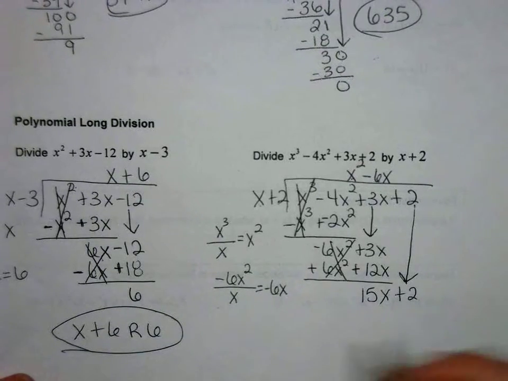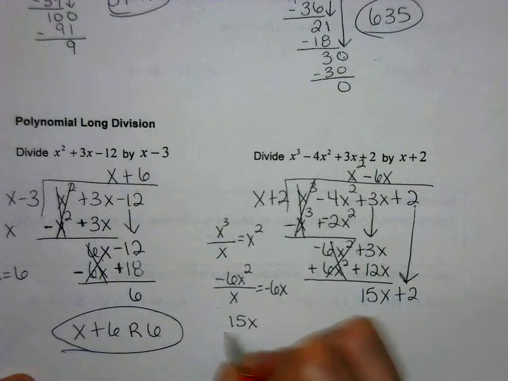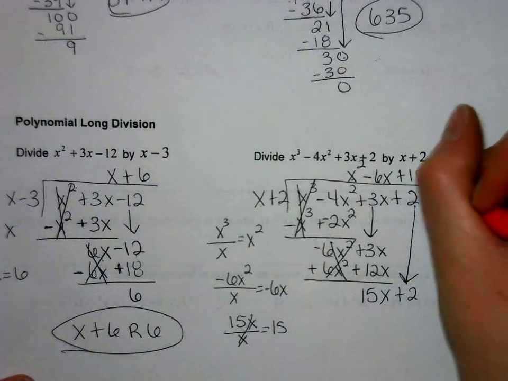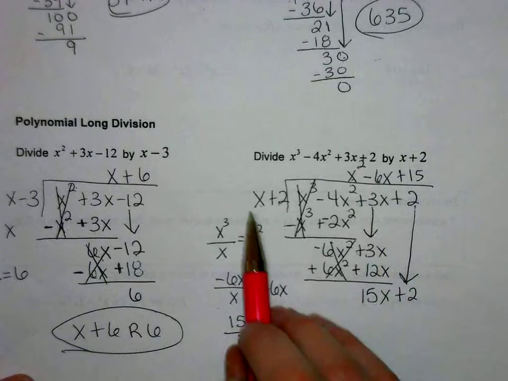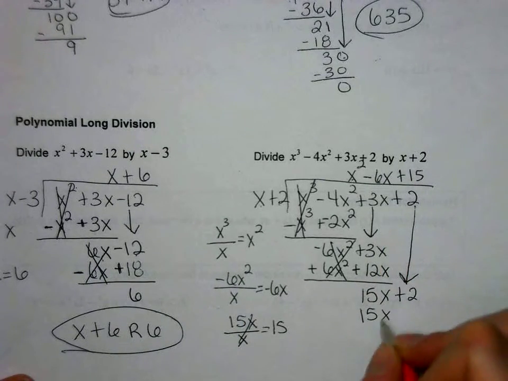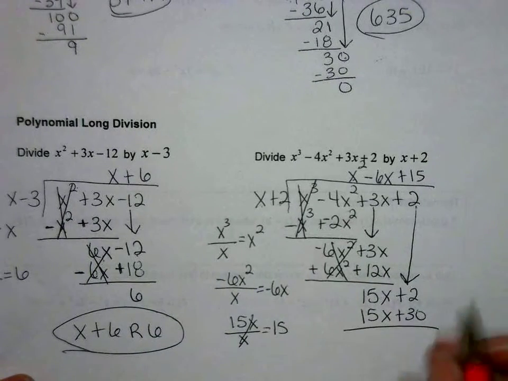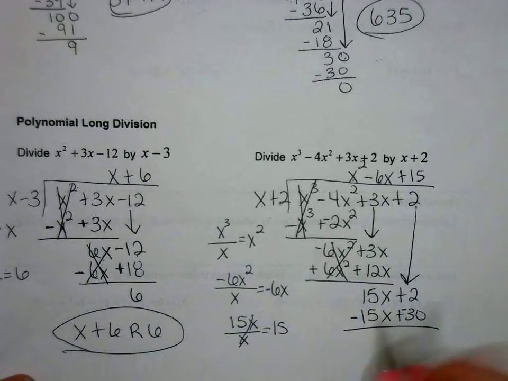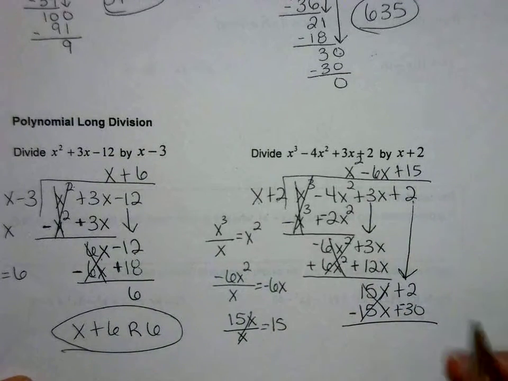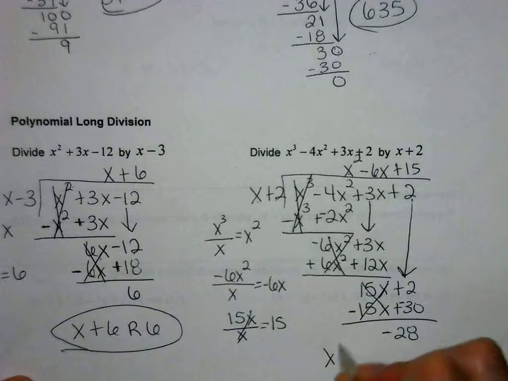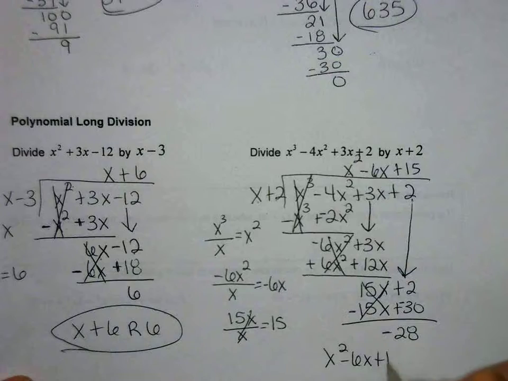First term is 15x, so 15x divided by x equals 15, so plus 15. 15 times x is 15x. 15 times 2 is 30. Draw our line, change our signs. 15x minus 15x is 0. 2 minus 30 is negative 28. So our quotient is x squared minus 6x plus 15 with a remainder of negative 28.